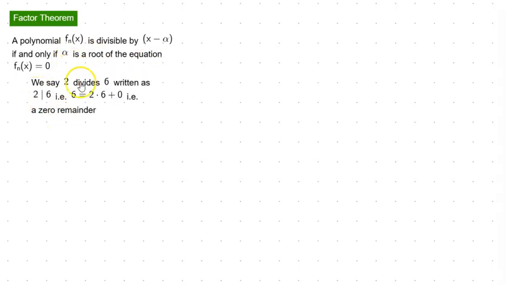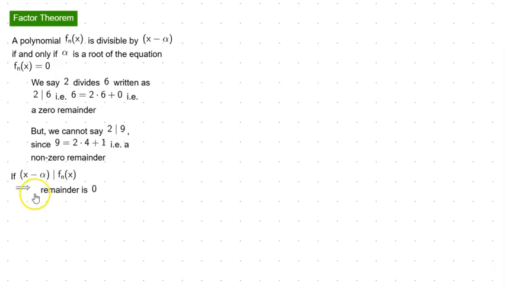Now, a brief background. We say 2 divides 6, written as 2 bar 6. That is, 6 is equal to 2 times 3 plus 0. That is a 0 remainder. So when we have a 0 remainder, we say 2 divides 6, which is written as 2 bar 6. But we cannot say 2 bar 9, since 9 is equal to 2 times 4 plus 1, that is a non-zero remainder. So keeping this in mind, let's see what happens in the factor theorem.